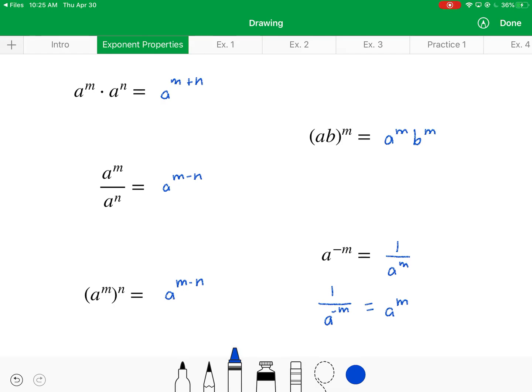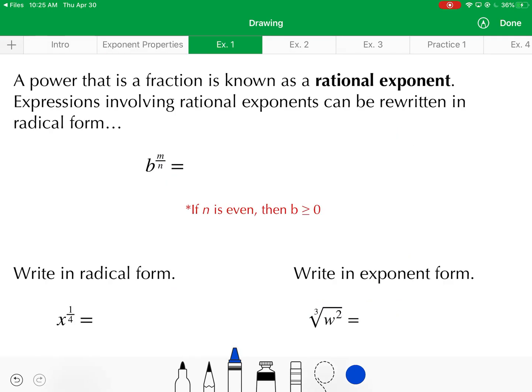Okay. Now let's move forward and introduce the concept of a rational exponent to you. So a power that is a fraction is referred to as a rational exponent. If you recall, rational numbers are numbers that can be written as fractions of two integers. Okay. So here I have b raised to the rational exponent of m over n.